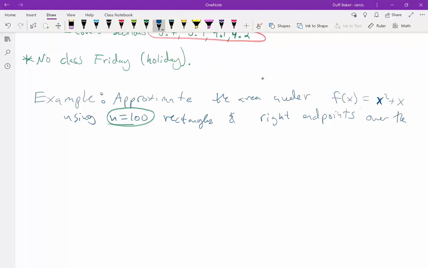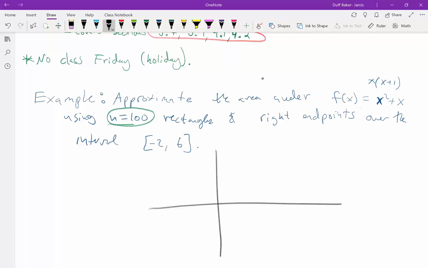Over the interval, say, minus 2 to 6 or something. So this function here, you can factor out an x, and it's the same as x times x plus 1. So it crosses the x-axis at 0 and minus 1. So that means it's probably going to look like this. So let's see, minus 1 and 0. It's going to be an upward facing parabola.